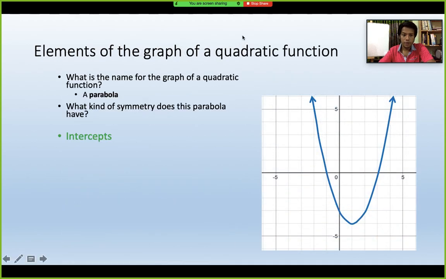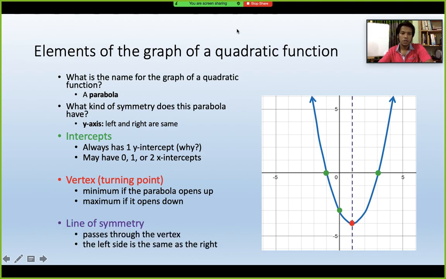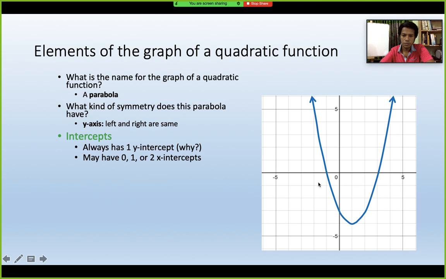First of all, a couple of things about the quadratic function. Let me bring all of them. So what is the name of the graph of a quadratic function? This is called a parabola. This shape is called a parabolic shape.